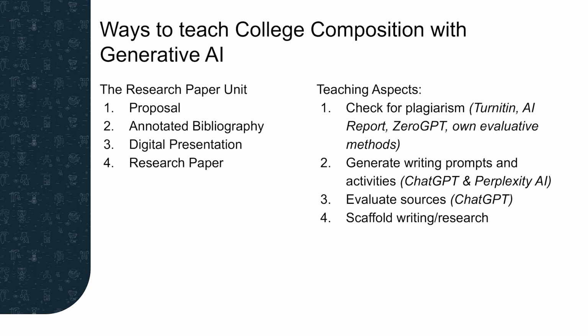Generate writing prompts and activities. So this will be part of what I'm going to talk about in a few seconds. Using ChatGPT or Perplexity AI to create low-stakes writing assignments to slowly introduce students to AI tools. And then evaluate sources. I taught students how to be critical thinkers and responsible researchers by evaluating the sources that they found on ChatGPT. And the fourth aspect was scaffolding writing and research methods.